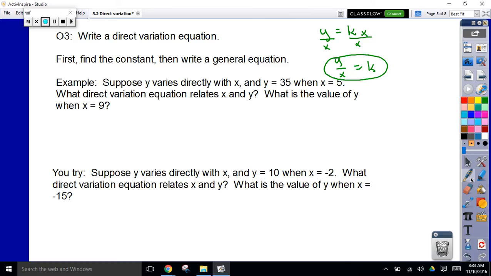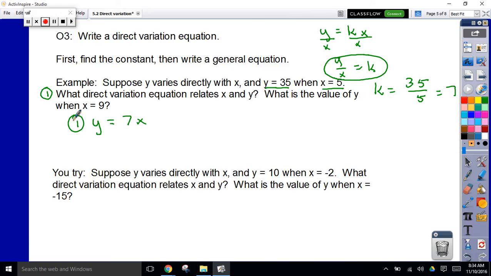So first we have to find what k is. We know that y is 35 when x equals 5. So to find k, we're just going to take this 35 and divide by 5. So k equals 35 divided by 5, which is 7. So we know that k is 7. So our equation is just y equals 7x. We just have to multiply x by 7 to get y. So that answers question number 1. Any questions about what I did right there?